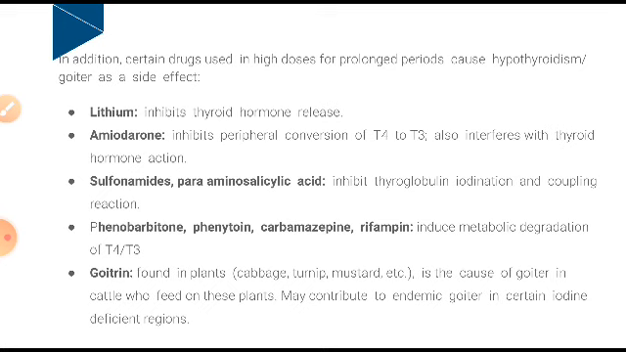Another agent is called goitrin, found in plants, especially cabbage, turnip and mustard. It is the cause of goiter in cattle who feed on these plants, and may contribute to endemic goiter in certain iodine deficient regions.